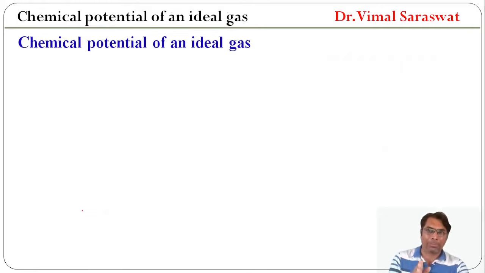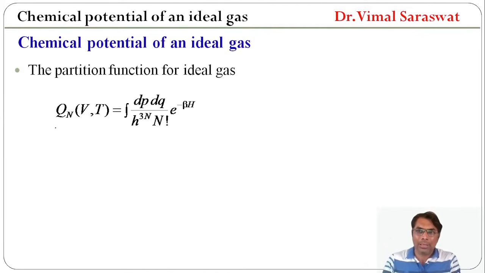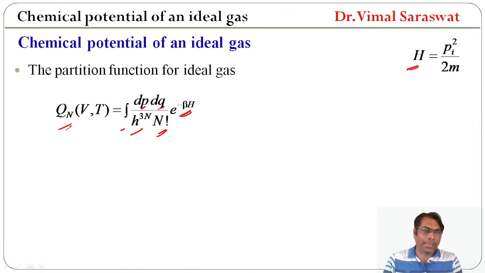Now, chemical potential of an ideal gas. The partition function for ideal gas is given by Q_N equals integration dp dq e raised to power minus beta H divided by h raised to 3N factorial N, and H is here the Hamiltonian, which is equal to sum of p_i squared upon 2m. m is mass and p_i is the momentum of the ith particle.